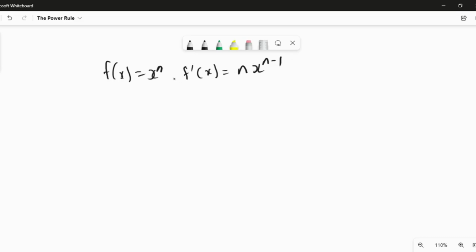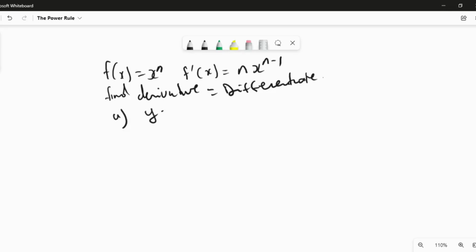So whenever we say find the derivative, it is the same as differentiate. We can say sometimes differentiate. Differentiate means find the derivative.